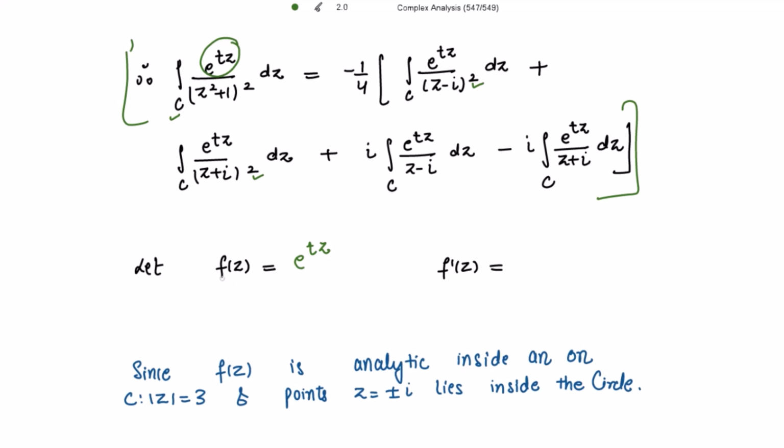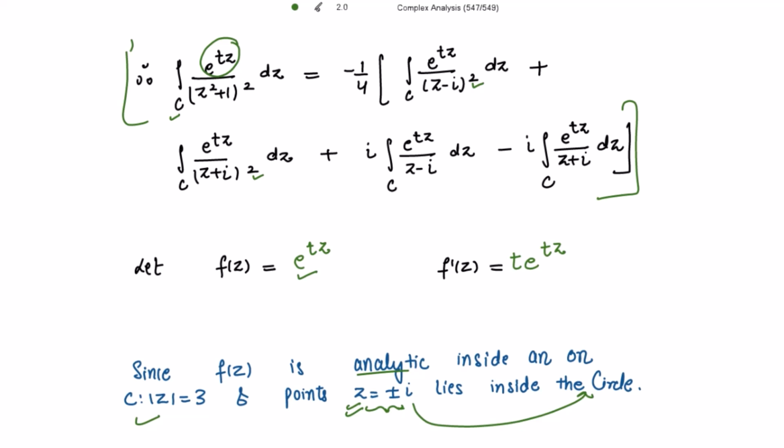So what is the derivative of f with respect to z? It is e^(tz) into t. I am writing here t. Very fine. Okay. Now since f(z) is e^(tz), it is analytic, which means it is differentiable everywhere inside and on the circle, the given circle, except these points. And these 2 points also lie inside the circle. So now we are going to apply the Cauchy's integral formula for both these points.